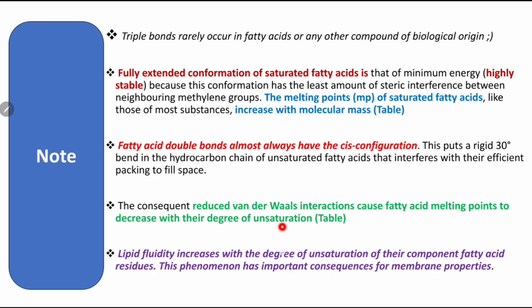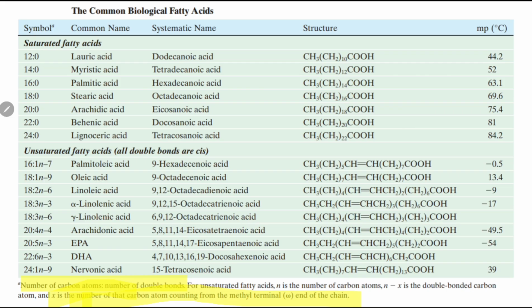So the more the number of double bonds, the lesser will be the melting point. We see here in this table again that palmitoleic acid has a melting point of minus 0.5. So even at 0 degrees Celsius, palmitoleic acid is liquid, right? But oleic acid, because the number of carbons increased, the melting point has increased.